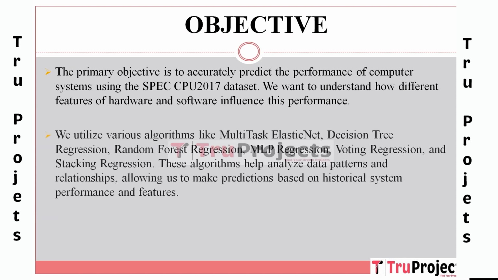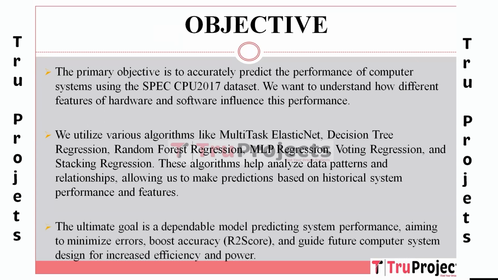Various algorithms, including multitask elastic net, decision tree regression, random forest regression, MLP regression, voting regression, and stacking regression, are employed. These algorithms are essential as they enable the analysis of data patterns and relationships. By leveraging historical system performance data and features, these algorithms aid in accurate predictions, helping us identify the most effective approach. The ultimate project goal is to construct a reliable predictive model for system performance.